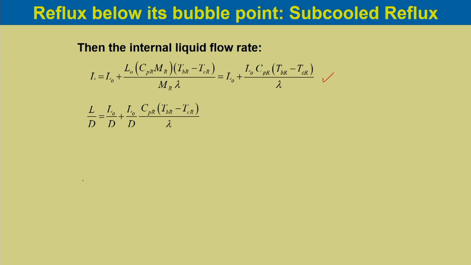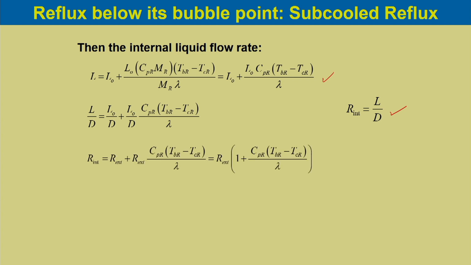As we know, L by D is the internal reflux ratio. So, we can write R internal would be R external, because R external is L naught by D. So, R internal would be equal to R external plus R external into CPR into the temperature difference divided by lambda. So, we can take R external outside. So, it would be R external into 1 plus CPR into TBR minus TCR by lambda.